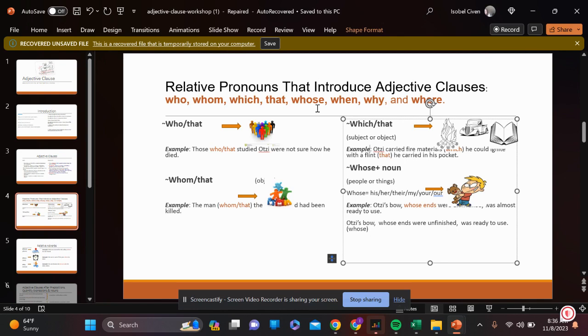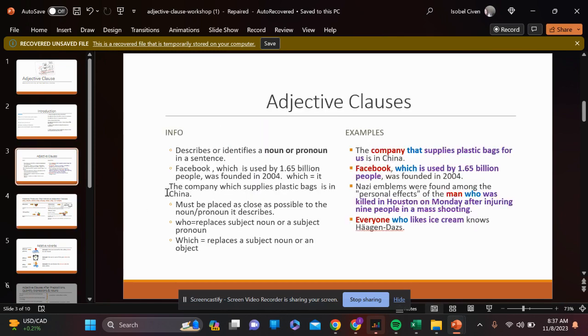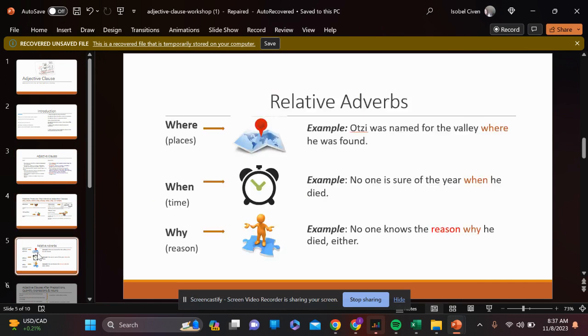These relative pronouns are used to replace nouns. In the case of who, it replaces a subject, and that replaces a subject. Whom replaces the object noun, and that can also replace the object noun. And whose replaces the possessive noun. Okay, so it's important to know which relative pronouns replace subject nouns and which replace object nouns. Okay, let's take a look at the next one.